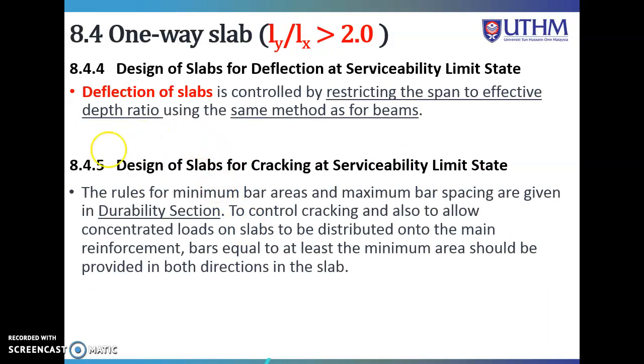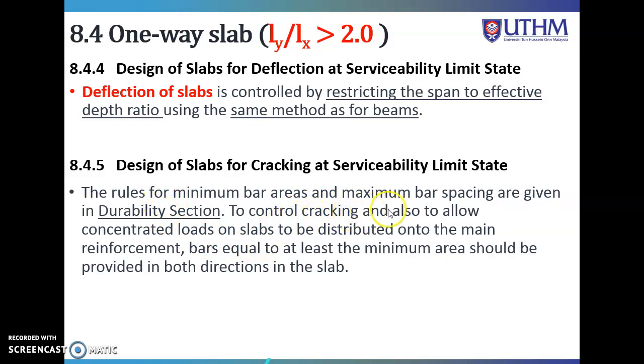So then kita design of the slab for the deflection. Okay. So sama juga, deflection is controlled by restricting the span to the effective depth ratio using the same method as the beam. So maksudnya in the previous topic kita dah learn on the deflection of the beam. So sama juga untuk slab. Okay. And the last is design of slab for cracking at the serviceability limit state. So yang ni kita akan refer the rules for the minimum bars and the maximum bar spacing in the durability section, which is in chapter 3.